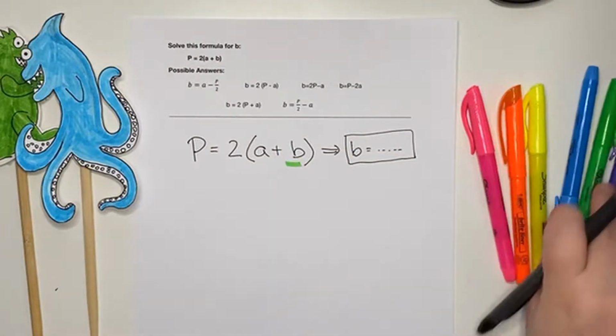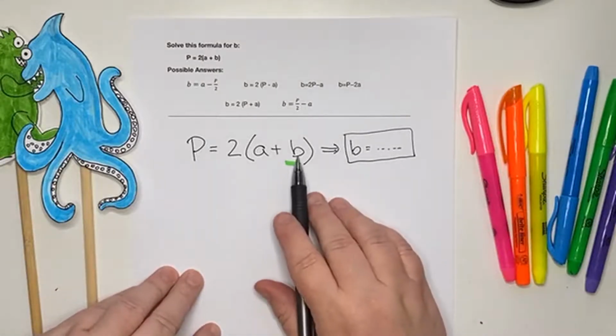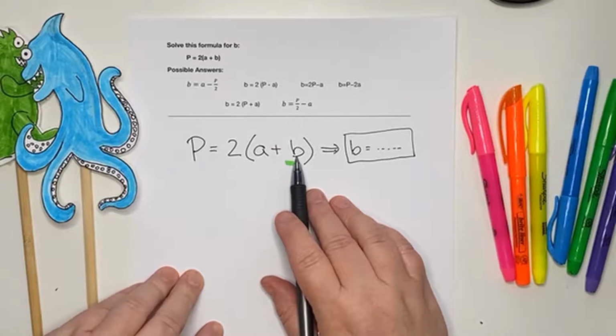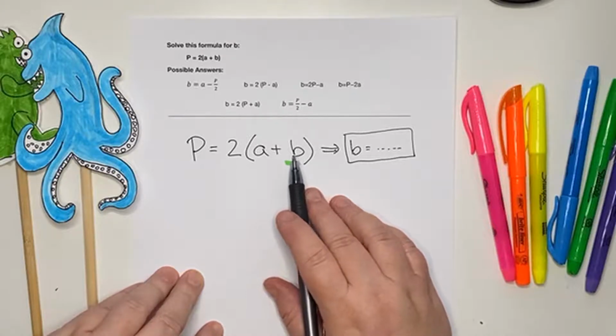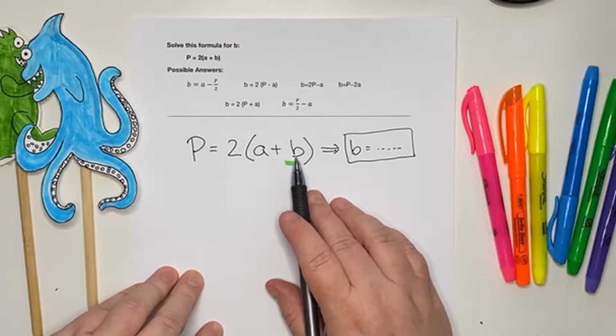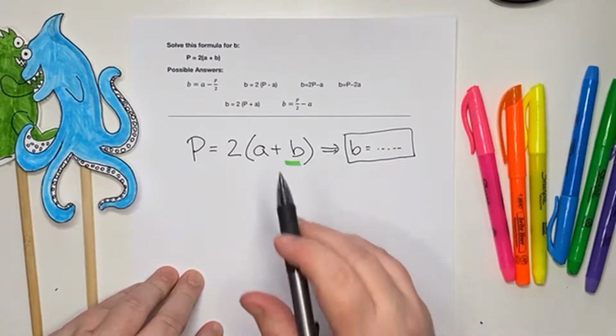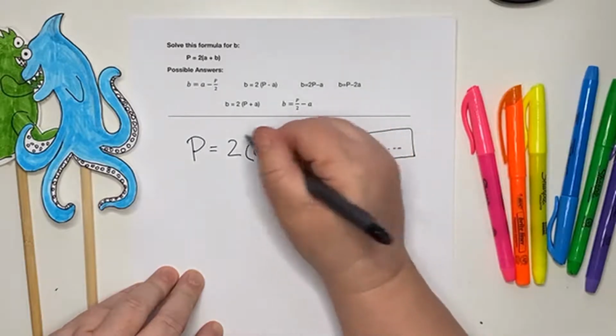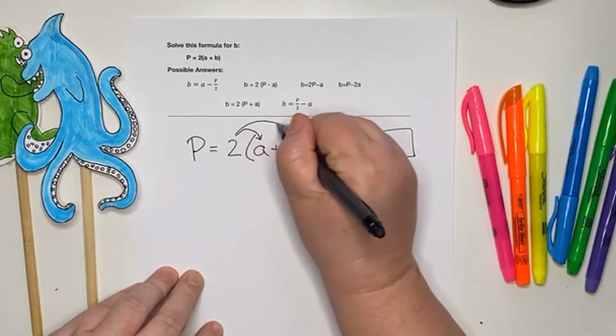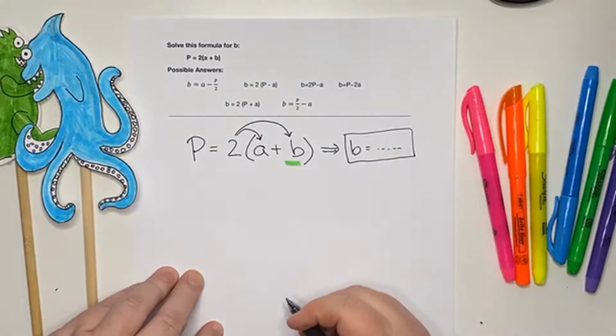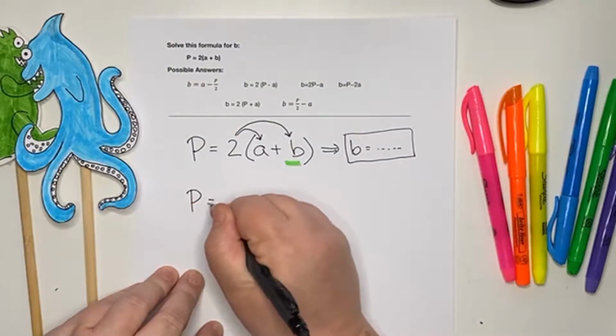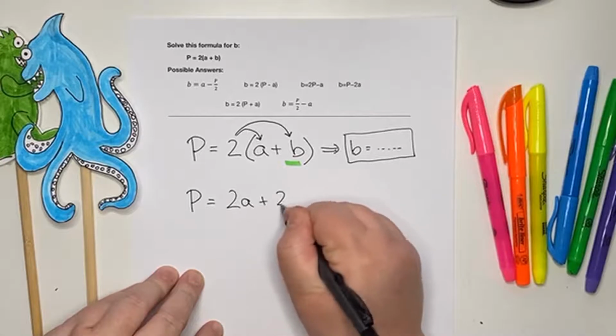So let's work out what we want to do. If I want to isolate B, I've got a couple of options. I am probably going to multiply out. So let me go ahead and multiply this. Multiply 2, and so I get P equals 2A plus 2B.